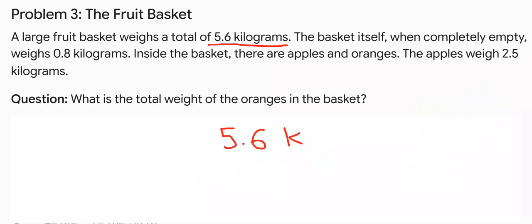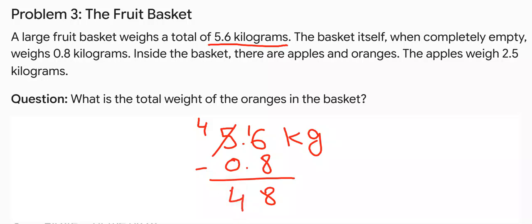Total weight is 5.6 kg. Out of 5.6, 0.8 kg is the weight of the empty basket. Okay, so first I will subtract 0.8 out of it. It will become 4 and it will become 16. 16 minus 8 is 8 and it is 4. And in addition and subtraction, the decimal comes exactly in its own place. Okay, so 4.8 kg after subtracting the weight of the empty basket.